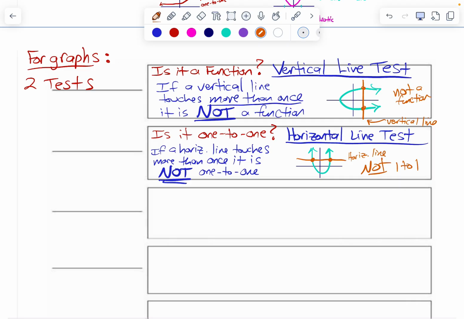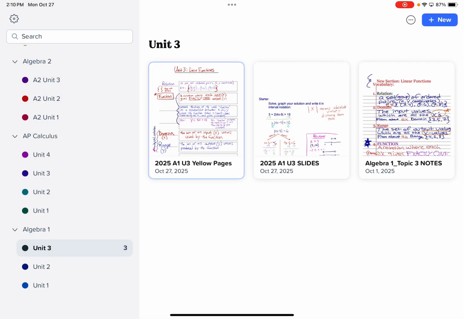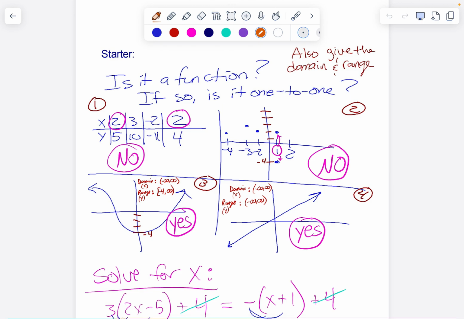Are you good? You sure? Okay, real quick. Is this one-to-one? We already said it's not a function, but is it one-to-one? Well, we have unique y values, right? Okay. How about this one? Is it one-to-one? Yeah. Look right there. -2 makes 2, and 1 makes 2. So it is not one-to-one, is it? Okay. How about this one? Is it one-to-one?